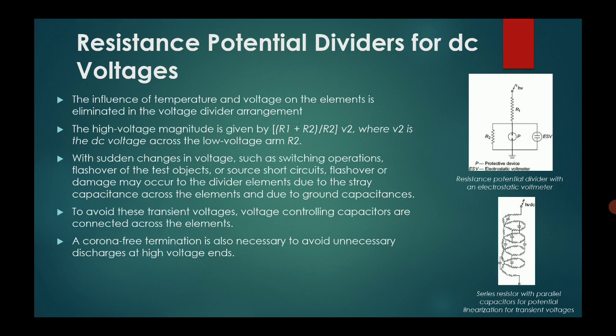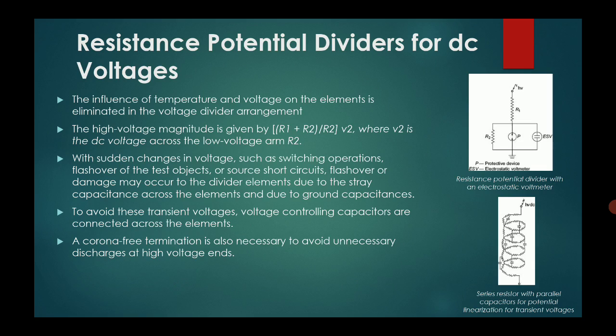Okay, what it does is that it splits up the voltage using potential dividers. The influence of temperature and voltages on the element is eliminated in the voltage divider arrangement. So what we have seen previously has now been eliminated. The high voltage magnitude is given by (R1 plus R2) divided by R2 into V2, where V2 is the DC voltage across the voltage arm R2.